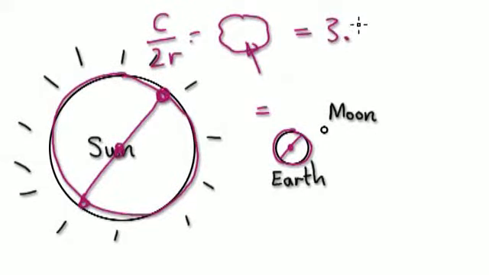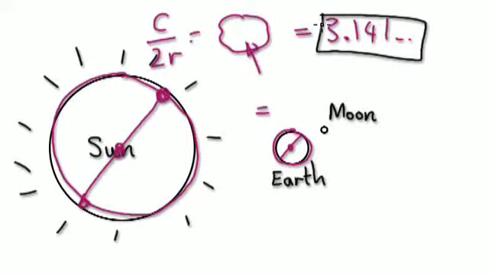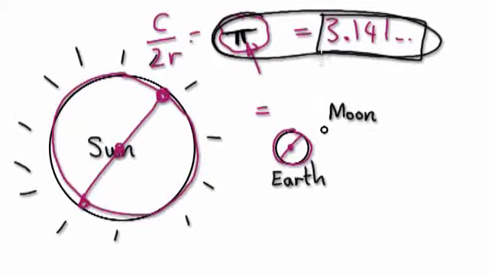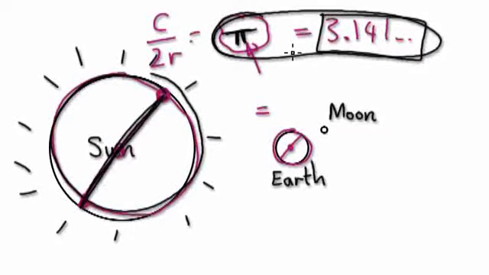It should be about 3.141, and it goes on forever. Because this number crops up all the time in nature, they gave it a special name. We're going to call it pi. So basically pi is this number here. If you get the circumference of the sun and then divide it by 2r, which is this distance here, you're going to get roughly 3.141, which happens to be pi.